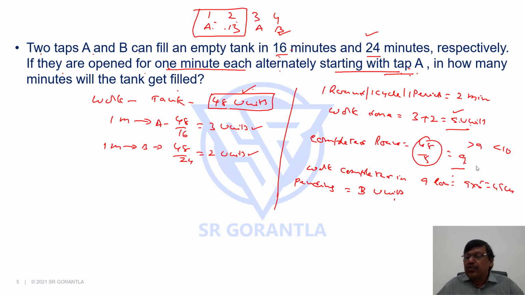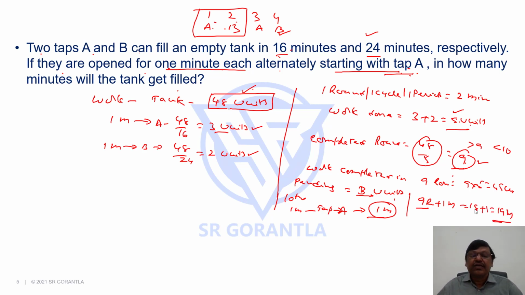So 9 rounds completed. In the 10th round, first minute, tap A will be opened. Tap A in 1 minute will fill 3 units. Pending work is also 3 units, means it will just require 1 minute to complete the tank. So that means the total work got completed in 9 rounds plus 1 full minute. 9 rounds is 18 minutes plus 1 minute, means my answer is 19 minutes. So our answer is 19 minutes.